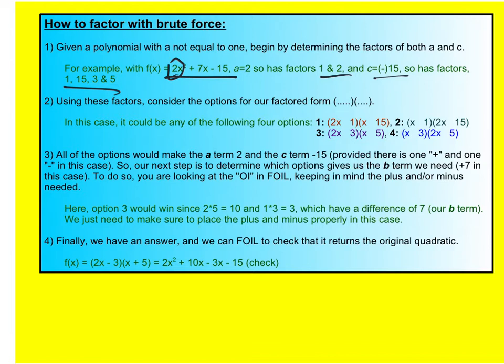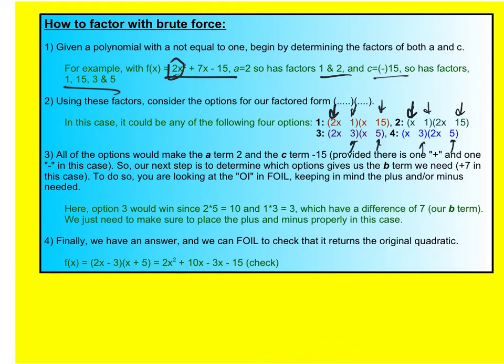So what we're going to do is really use these factors to consider the options for what we could have. What I mean by that is for the a's, the first term in these factored problems could be a 2x or an x. And then the second term would be either a 1 and a 15. Again, then this would be a 15 and a 1 going the other way, or a 3 and a 5 and a 5 and a 3 going the other way.